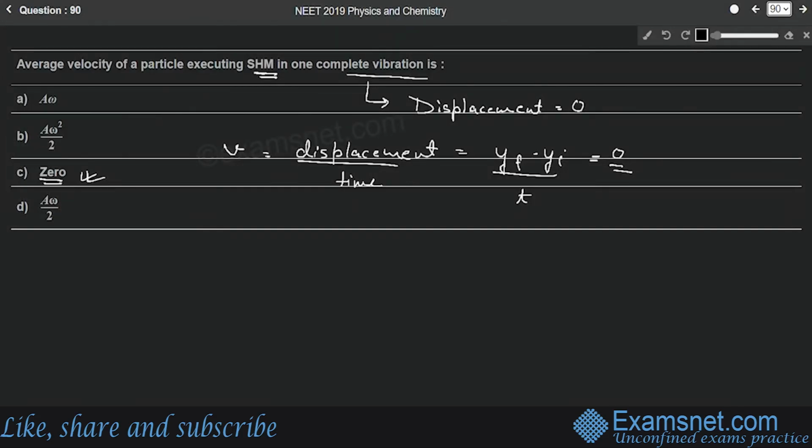So here we complete all the physics questions from NEET paper 2019. I hope it was helpful to you. So we'll come back with another session. Till then, keep learning, keep scoring high.